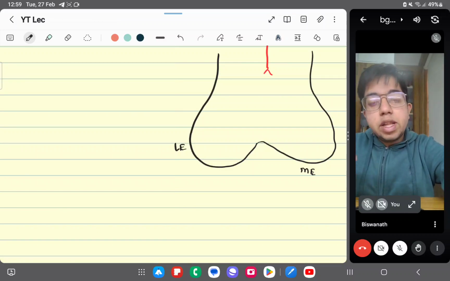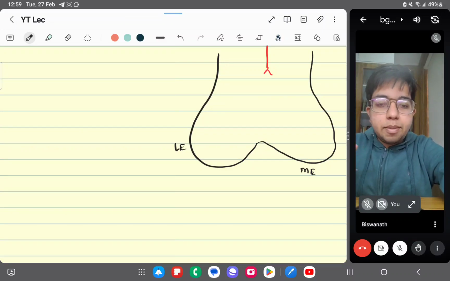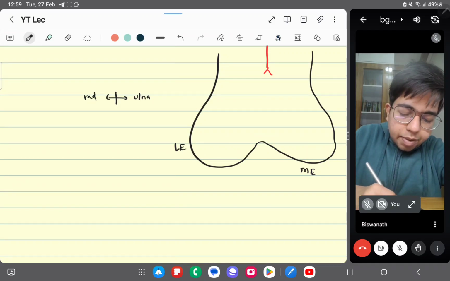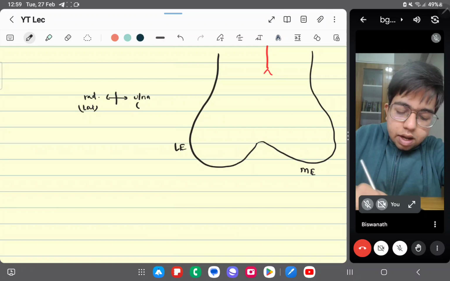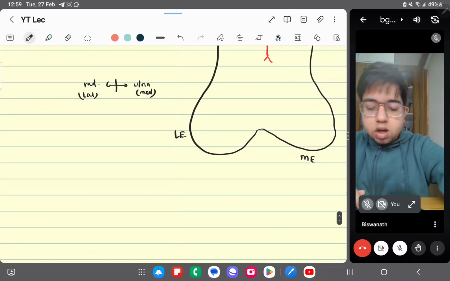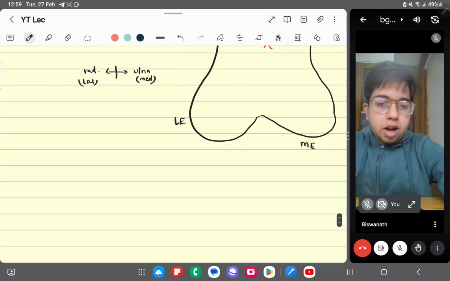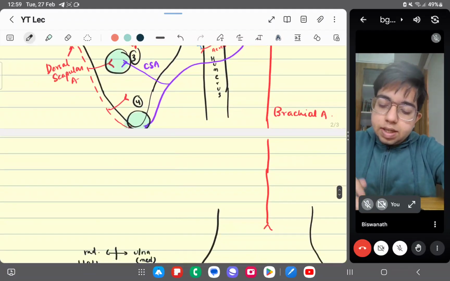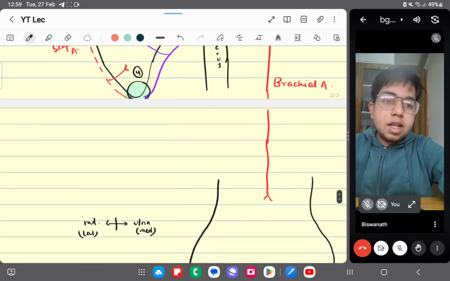I will not be drawing the radius and ulna because it will complicate the matter. For the sake of it, on this side we have ulna and here we will have the radius, because this is the lateral side. This is the medial side of the diagram, because of lateral epicondyle, medial epicondyle, you can understand.